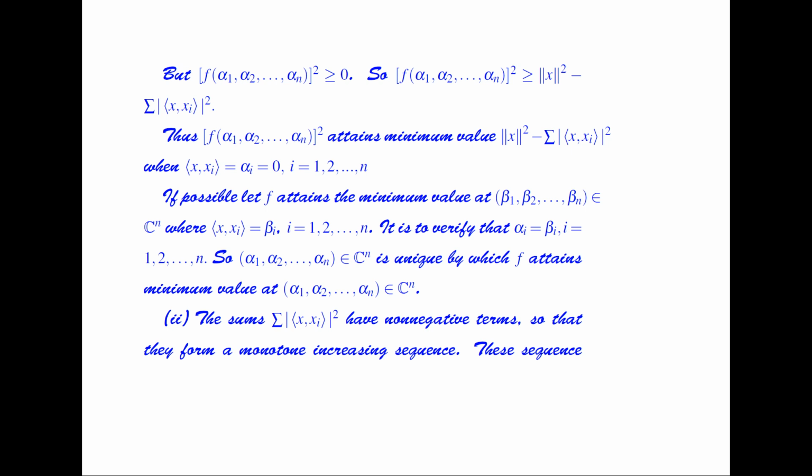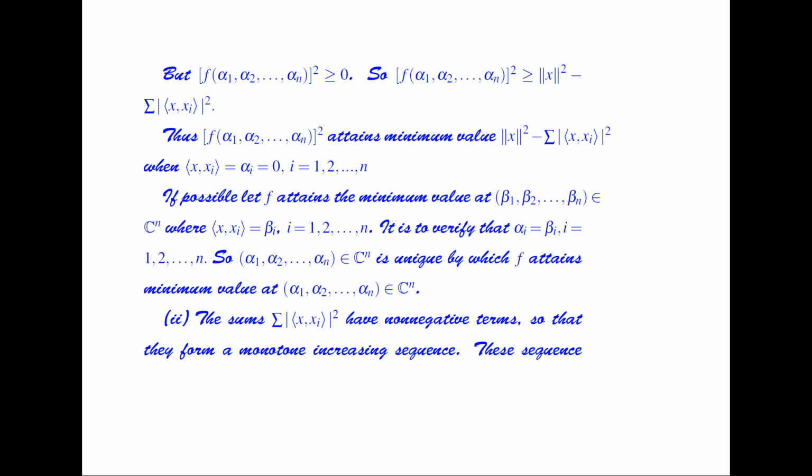So thus we have found that this term attains a minimum value, the norm of x squared minus the summation of the modulus of the inner product of x comma xi squared, when the inner product of x comma xi is equal to alpha i.